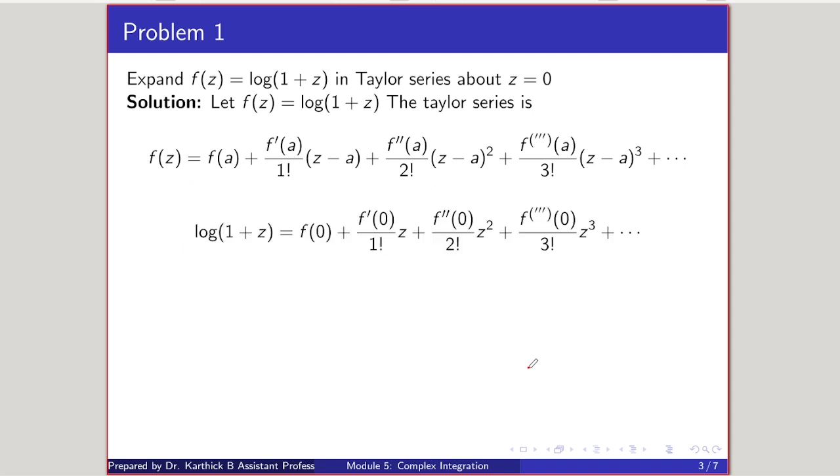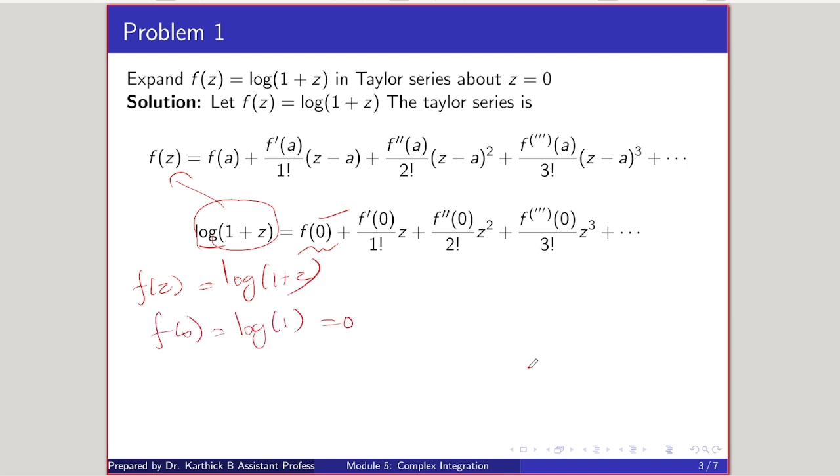So this is what they have given. This is our f of z, so they have substituted it as log 1 plus z. So we need to find f of z. To find it, we need f of 0. f of z will be log of 1 plus z. Then f of 0 will be log of 1. Log 1 will be 0. So this term will be 0.